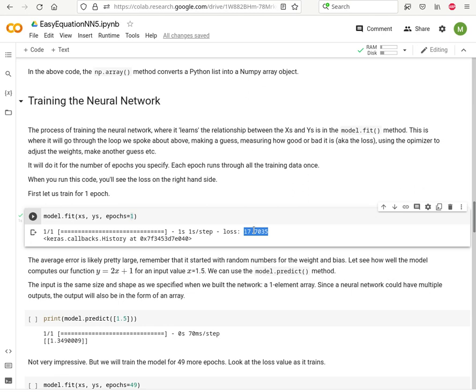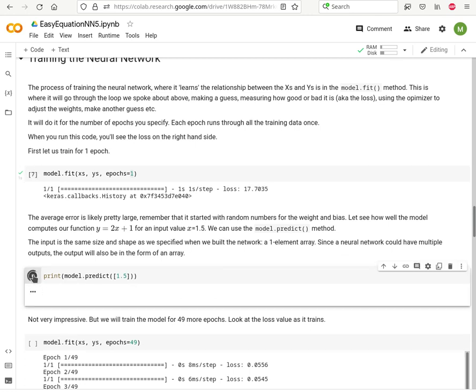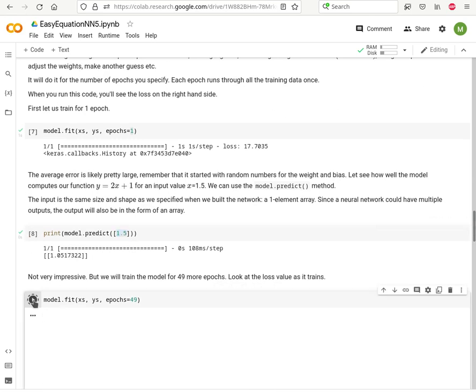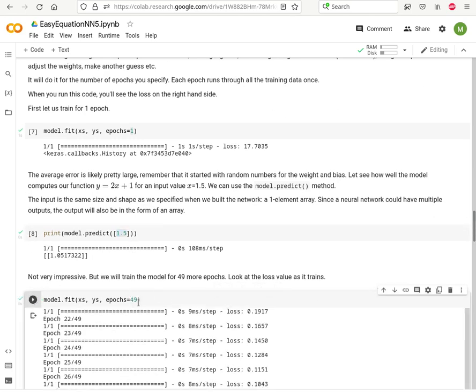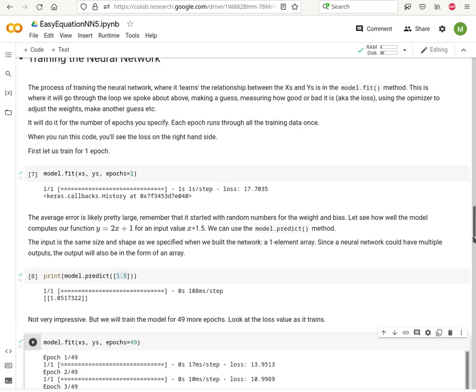So, all right. Anyway, this seems pretty bad, right? We agree that's 17. And in particular, we could try some test data. We can put in 1.5. 2x plus 1 is going to be what? 4. Actually, we got about 1.05 out. So this thing is not trained. Over here, we'll do this again for 49 epochs. And that happened really fast, but let me show you what came out.